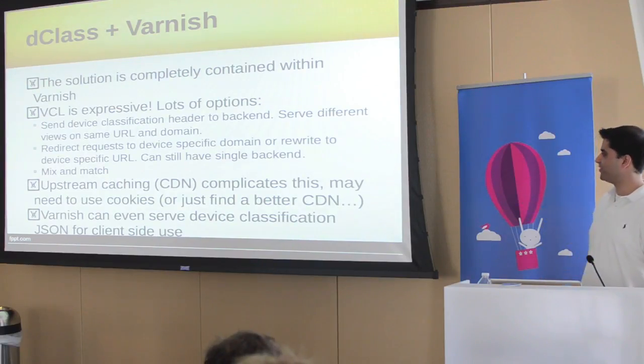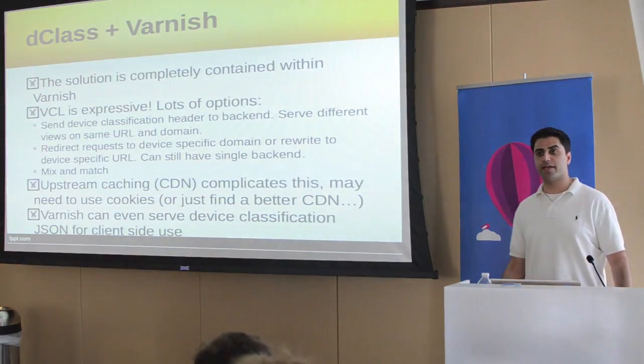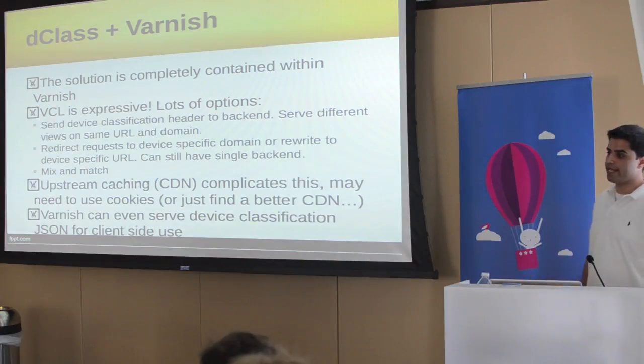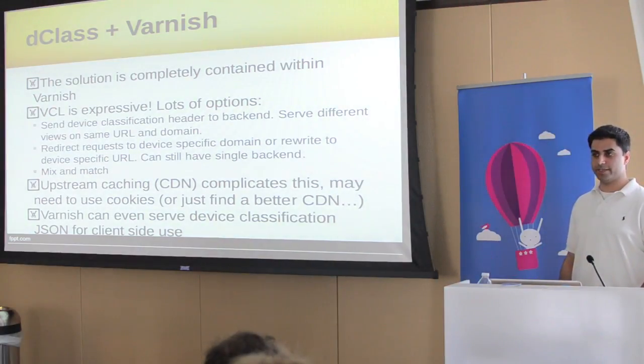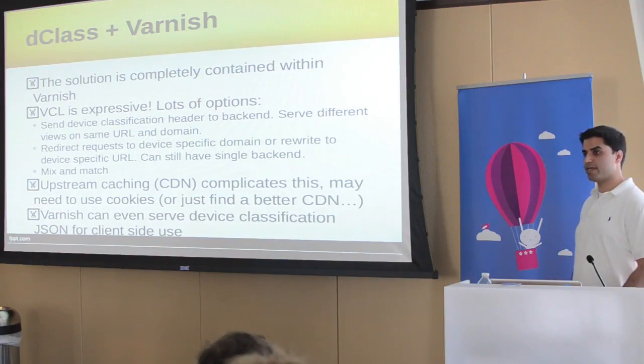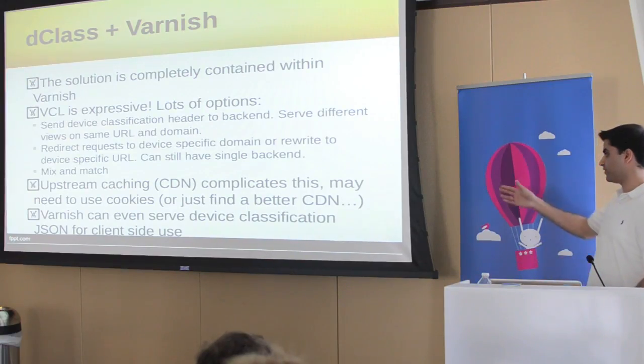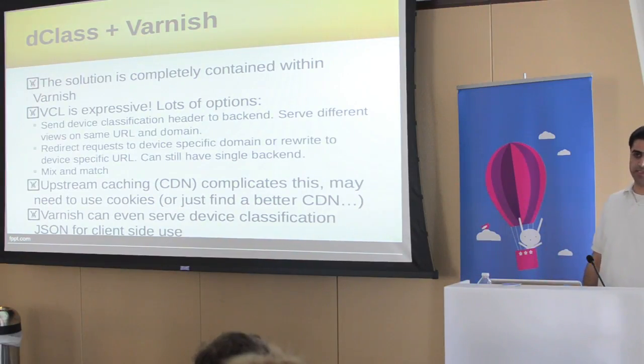Finally, Varnish can even serve device classification JSON for client-side use. Just an example of how I've used that is on a website. We had some embedded videos, and we wanted that video to autoplay for desktop users, but we didn't want that video to autoplay for mobile phones or for tablets. So what we did was we made a simple call to our device classification service. If they told us that this was a desktop device, we started the video on page load.